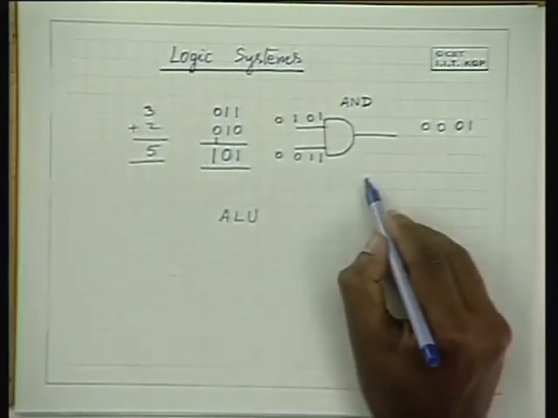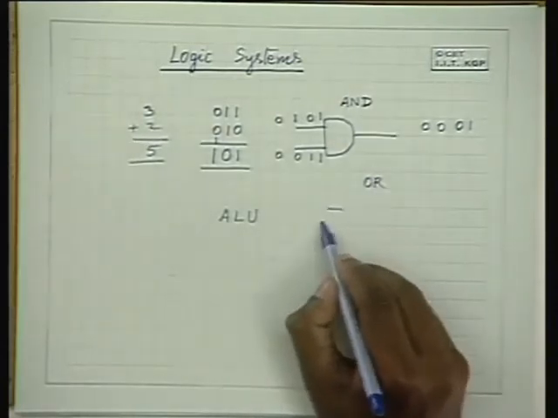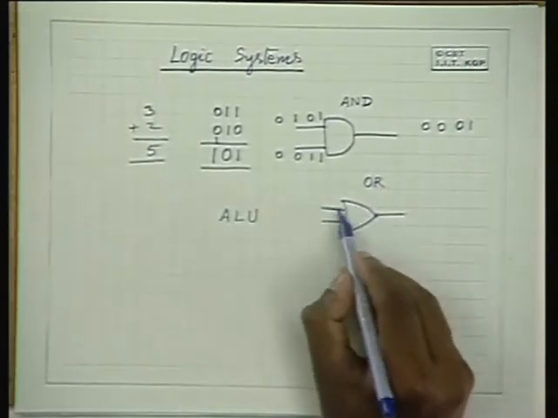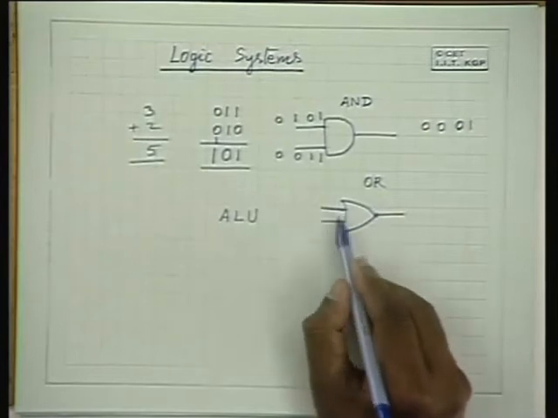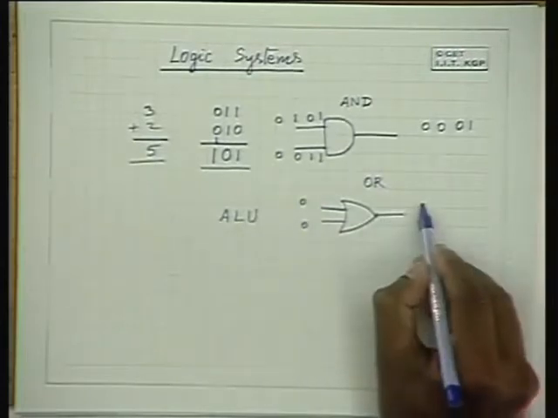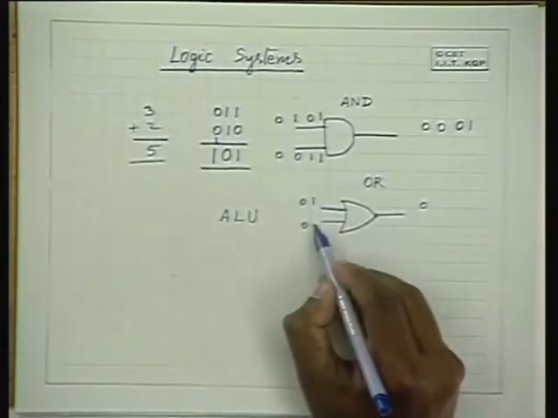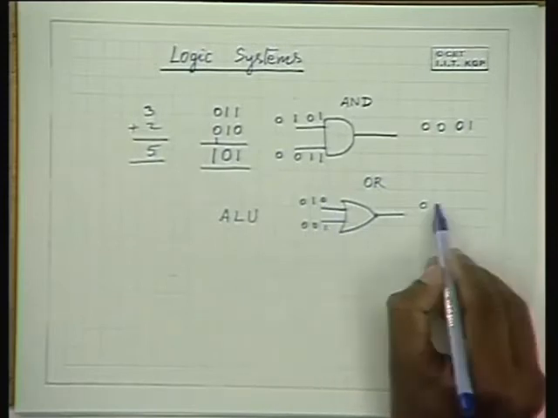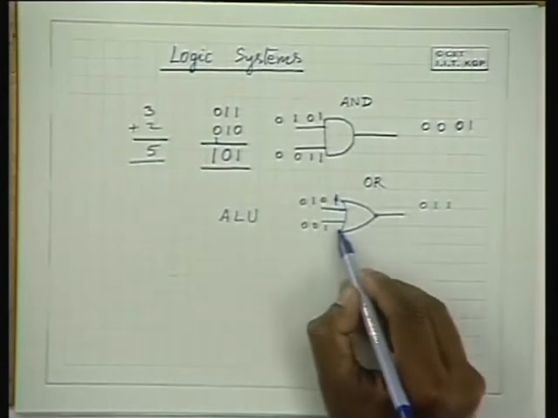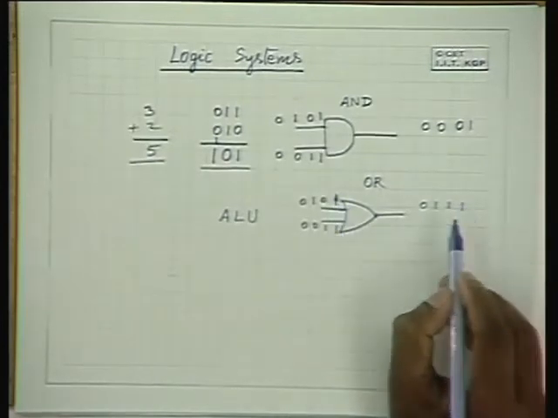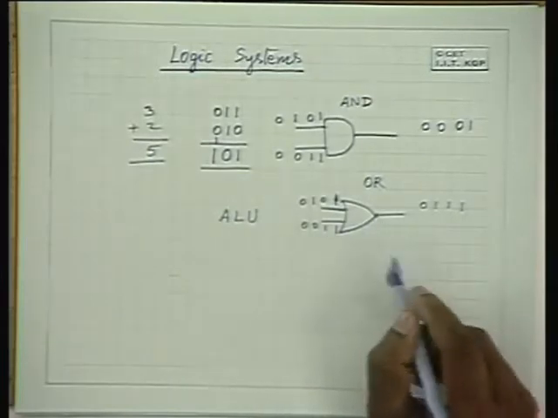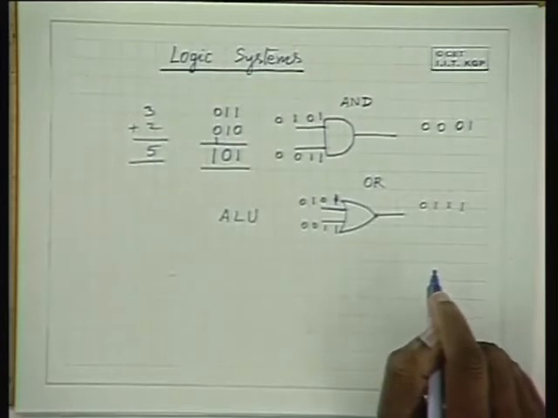You have other gates like the OR gate. The symbol for the OR gate is like this. This one acts like a single binary bit adder. So when it is 0, 0, output is a 0. When it is 1, 0 or 0, 1, output is a 1. When it is 1, 1, output is again 1. So except for that carry, it acts almost like a binary adder.